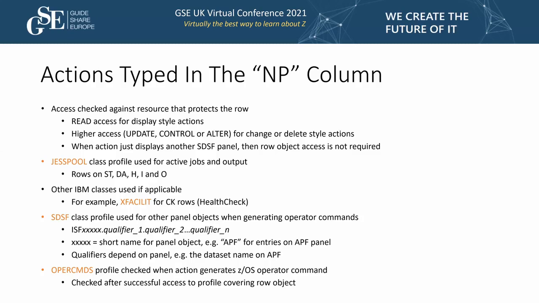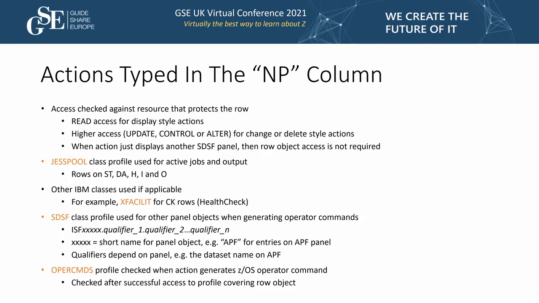So we've used throughout the product JESSPOOL class profiles to protect individual rows on panels. So ST, DA, H, I, and O. There will be read access or a control or alter access for an action taken against a row on that panel. If we know that there's another IBM class that protects that logical construct on the panel, we will make that check as well. And a good example here is for the health checker rows, we will check access to the XFACILIT class profile that covers that object.